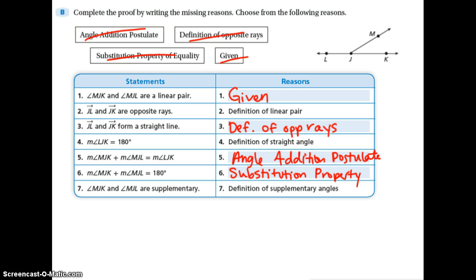So I'm going to cross out all of them, we used them. So basically you've got some training wheels here. You are putting in the blanks for the reasons and following along with the proofs. Okay, by the end of us learning proofs, you will be able to do proofs by yourself without training wheels and starting from scratch.